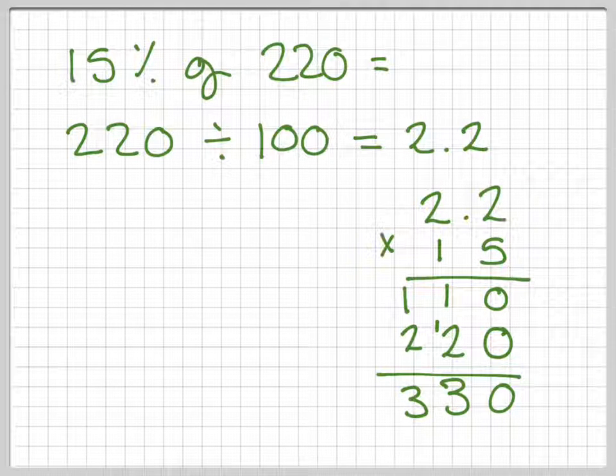330. However, in our original question, we've got one number after the decimal point. So we need to make sure that in our answer, we've got one number after the decimal point. So we pop our decimal point in there, and that will give us our answer of 33.